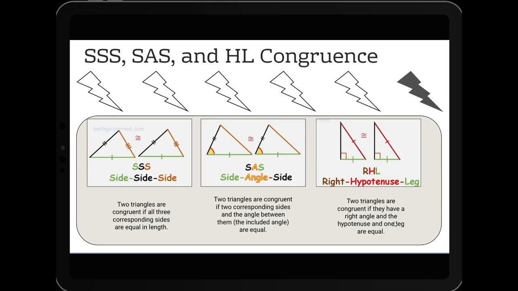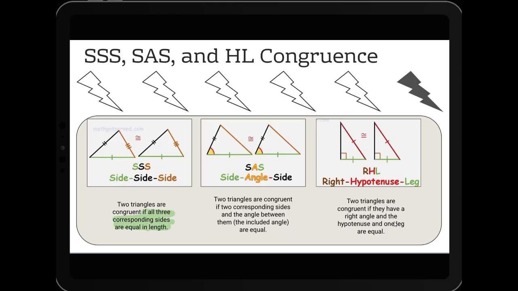So if you look at side, side, side, what I want you to pay attention to is that for the two triangles to be congruent, that is only going to be the case if all three corresponding sides are equal in their length. And you can see they've color-coded the sides. They've also put the hash marks respectively on both triangles. That shows the side, side, side.